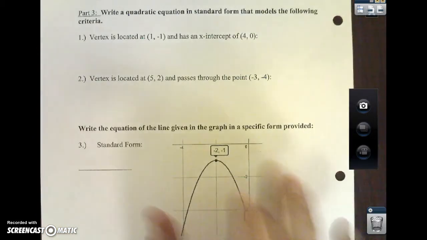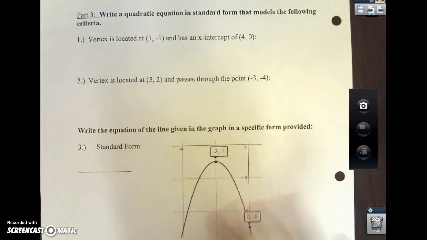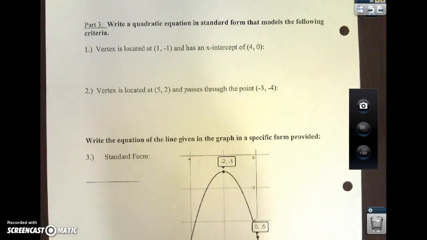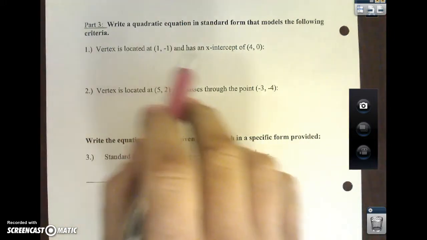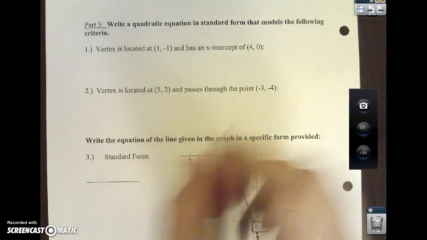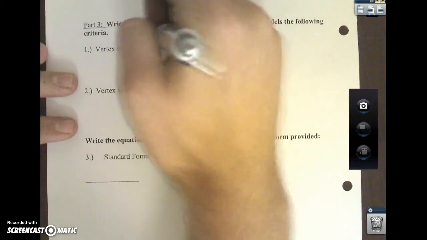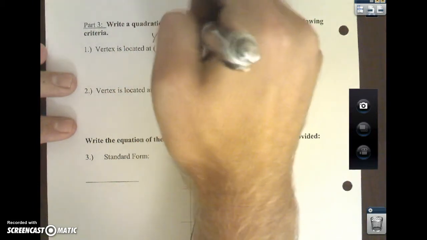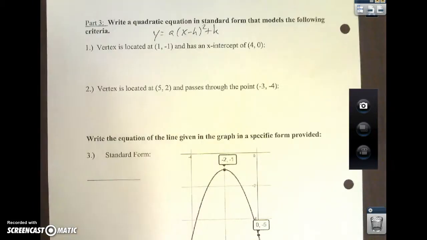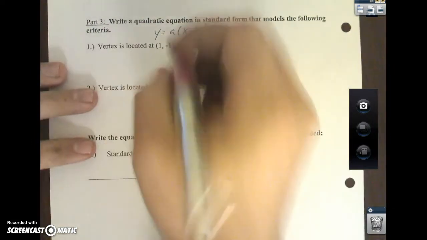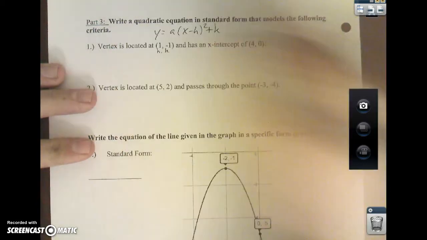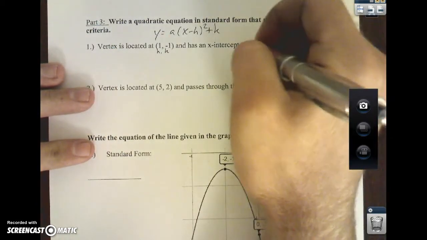Okay, the back. This is the new stuff. Now, I know I went over this in class, but just in case it didn't really sink in, I want to make sure you guys are good with this because you will definitely see this in your test on Friday. Alright, so write a quadratic equation in standard form that models the following criteria. What we're going to need here is this form. Y equals a times the quantity x minus h squared plus k, because they're giving us the vertex, which is your hk, and they're giving us the intercept, which is a point, xy.